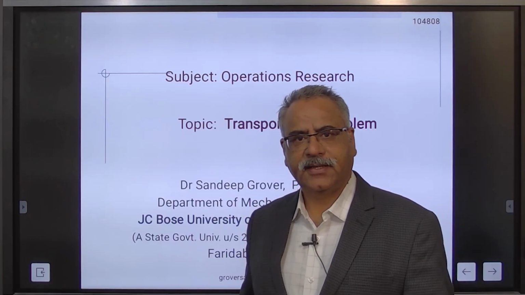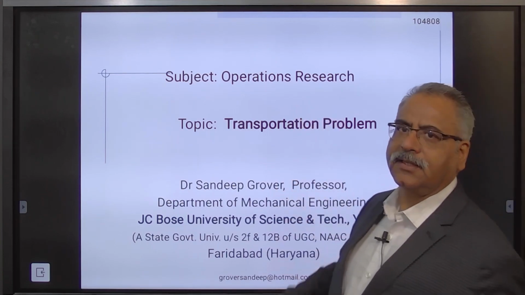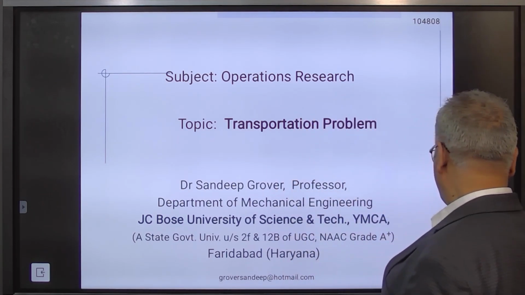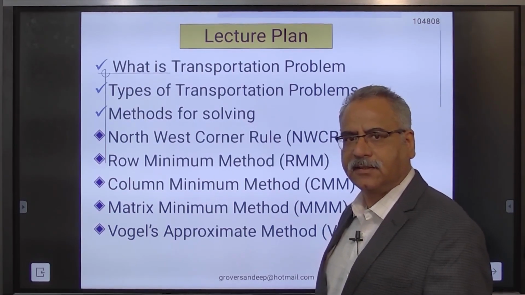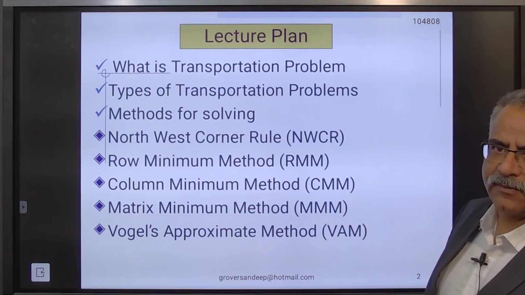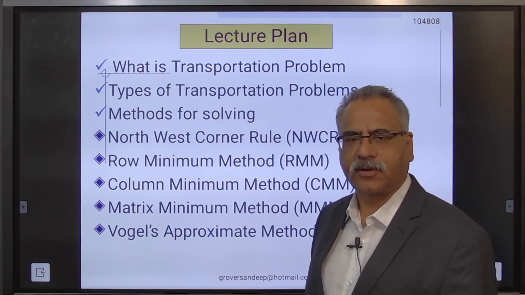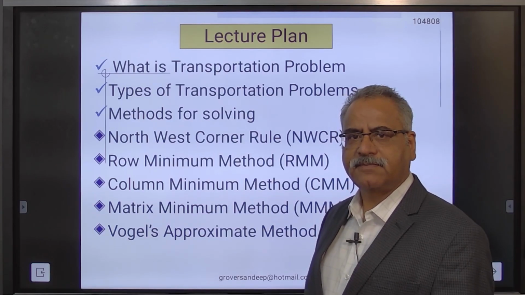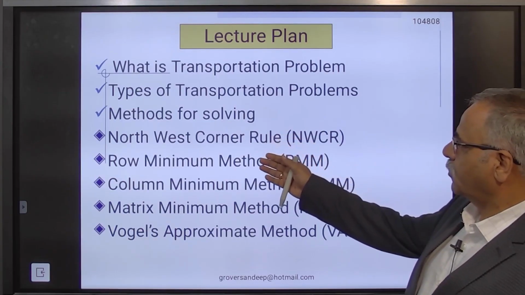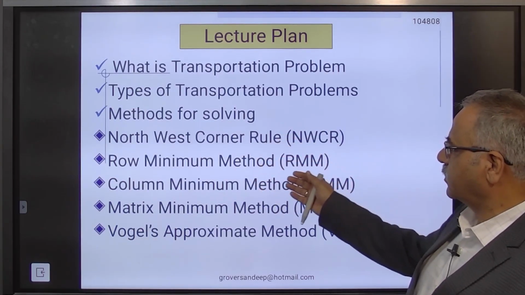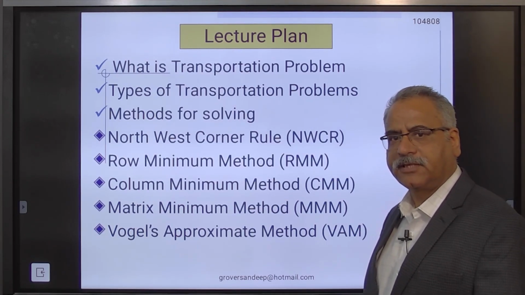So today in this session, we will learn about the transportation problems in operational research. This will be the lecture plan for today. We will see what a transportation problem is with the help of an example, why it is important, what are the different types of transportation problem, and what are the various methods for solving the transportation problem, that is the northwest corner rule, row minimum method, column minimum method, matrix minimum method, and the Vogel's approximation method.